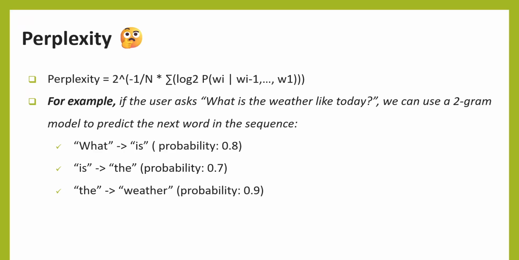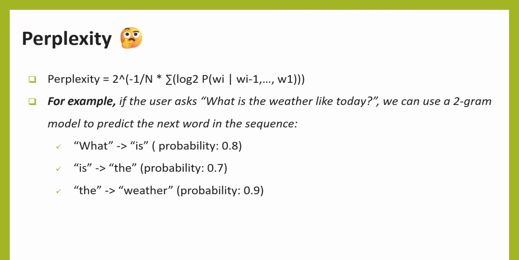So for example, let's take a use case. Suppose you want to build a language model for a chatbot that can respond to user queries. Here we can use an n-gram model to predict the next word in the user's input and then use machine learning to generate a response.